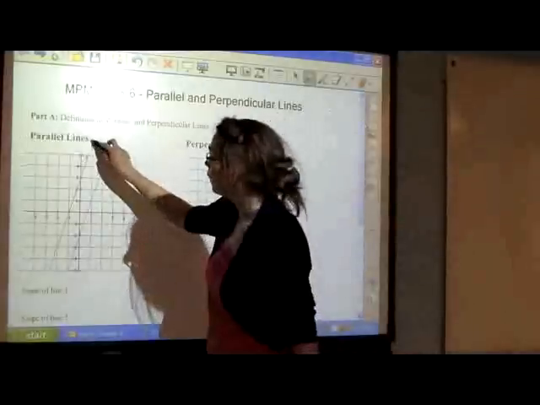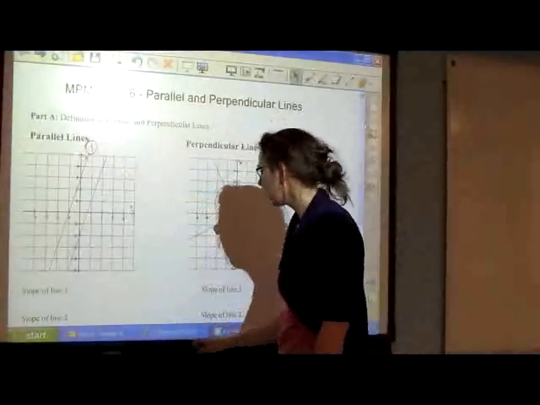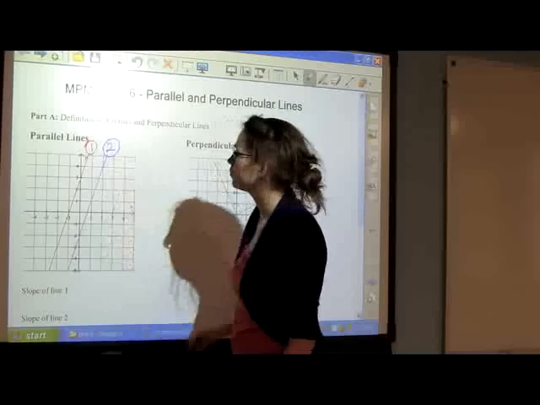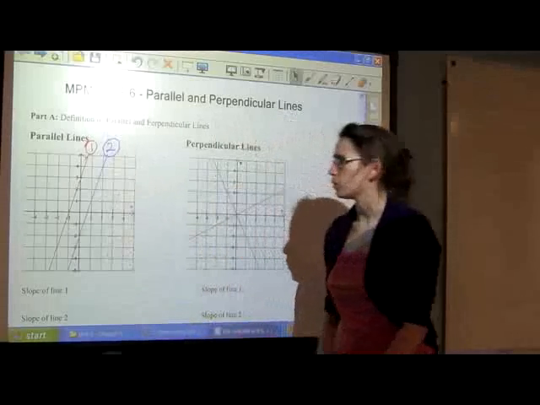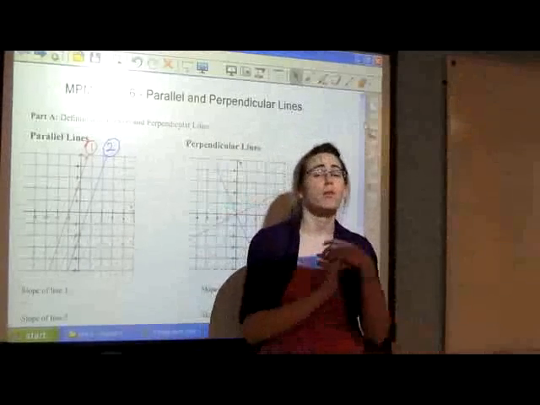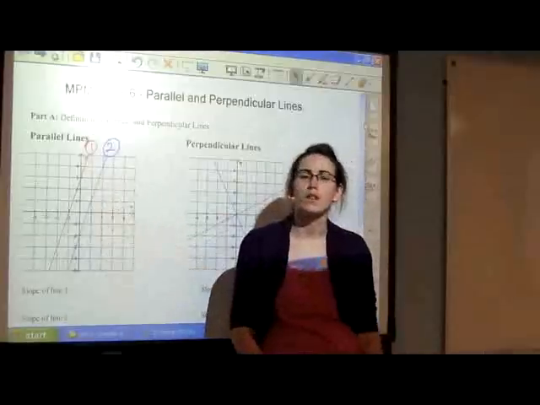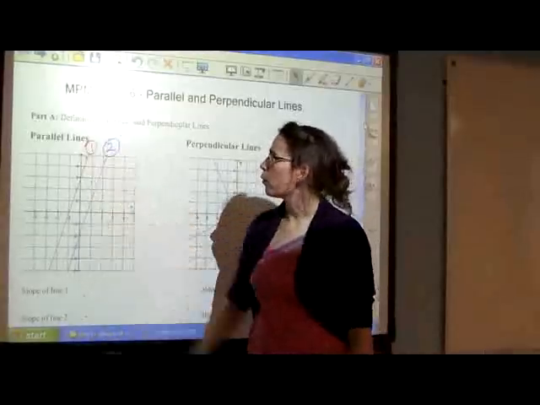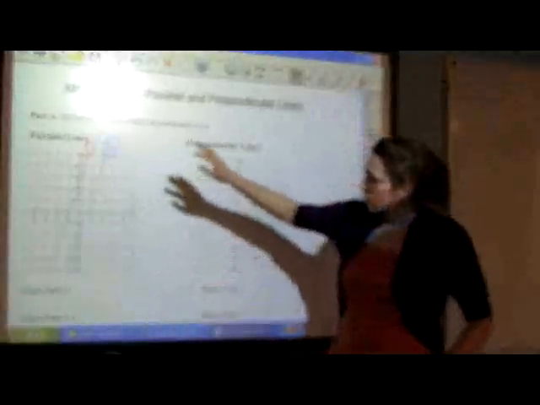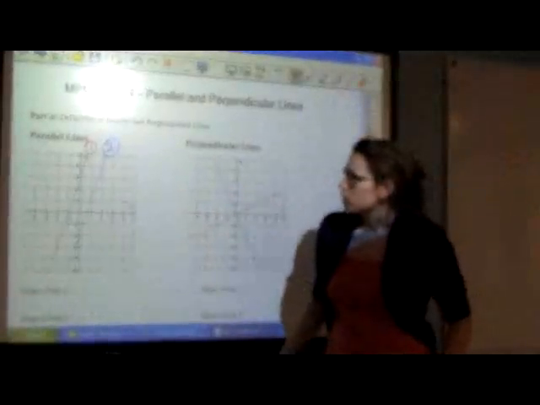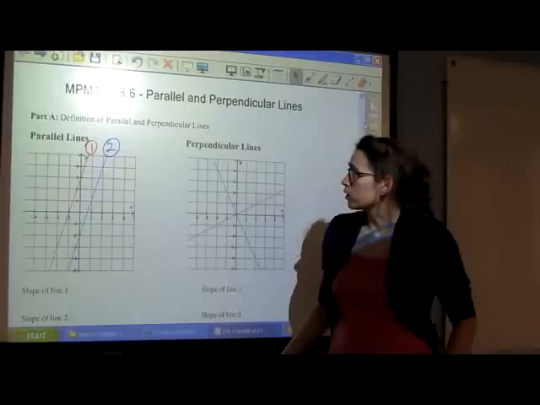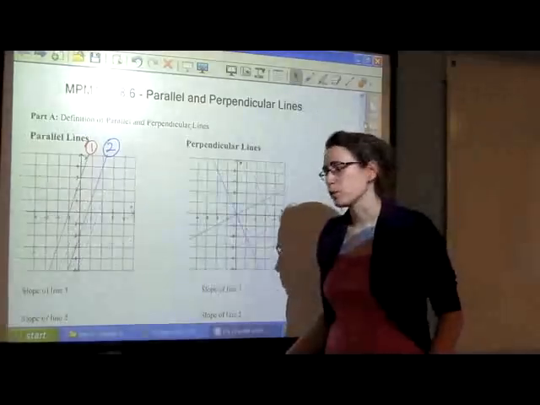So I'm going to label the red one as line 1, and I'm going to label the blue one as line 2. What you can do on yours is if you have a highlighter, you can highlight them different colors, or you can just leave them as the first one and the second one. And just make sure you put a 1 and a 2 on top. When we're talking about parallel or perpendicular, what we're really talking about is their slopes.